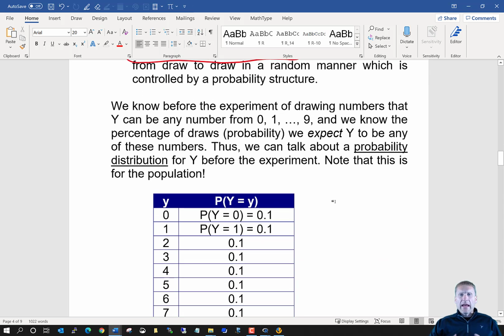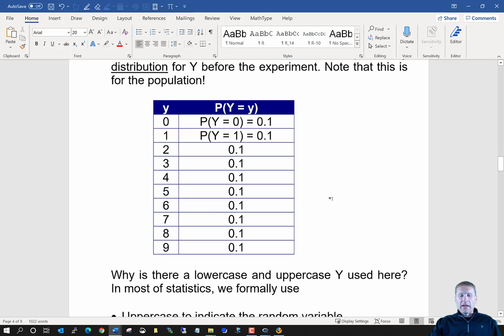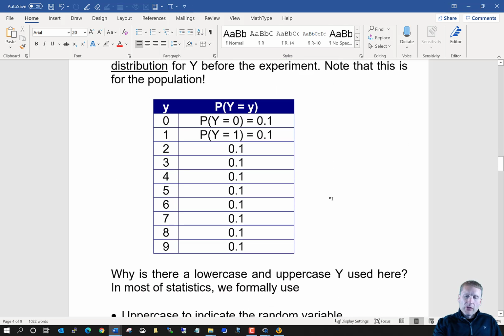And so since we have this expectation regarding y, what we can do is formally write out what's called a probability distribution for y. And this is what it looks like. So the probability that y is equal to 0 is 0.1. The probability that y is equal to 1 is equal to 0.1 as well. And you can keep on going all the way down to the last value and write out the probability y is equal to 9 is equal to 0.1. This is called a probability distribution.